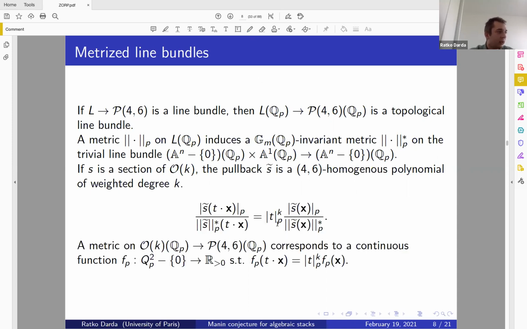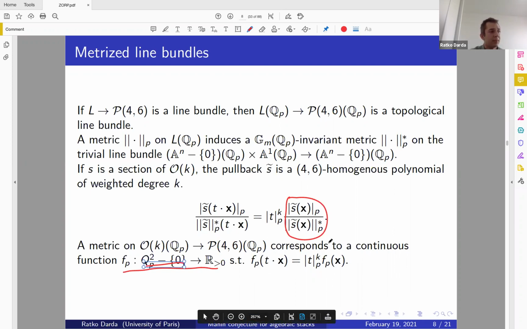Using this, we are going to define functions on Q_p squared minus 0. At each x, I take a 4-6 homogeneous polynomial that does not vanish at x, and I calculate this. This can be shown not to depend on the choice of homogeneous polynomial, and using what I had written, we can see how it behaves on orbits. We get that this is true, and the conclusion is that the metric on O(k) of P46 of Q_p corresponds to a continuous function from Q_p squared minus 0 to positive real numbers, such that the following condition is satisfied.